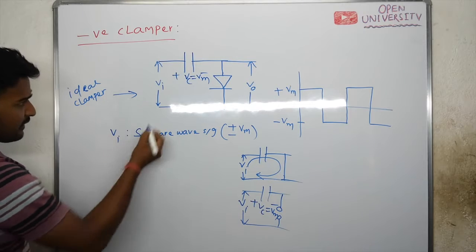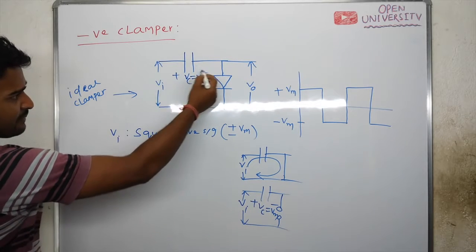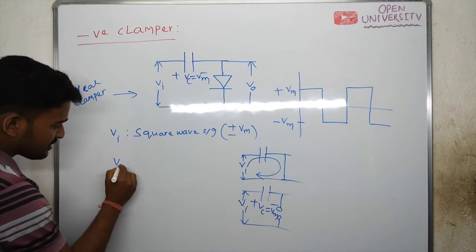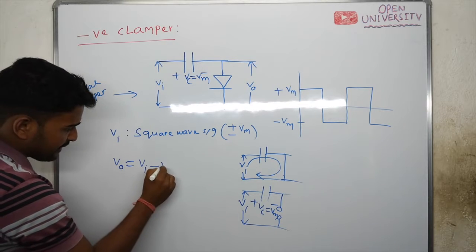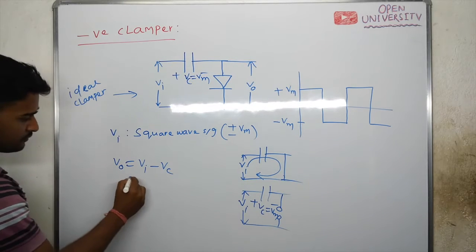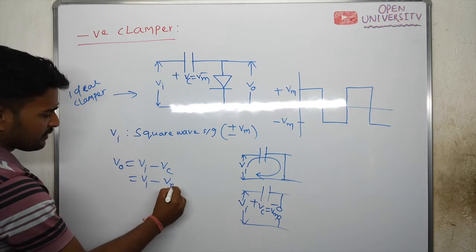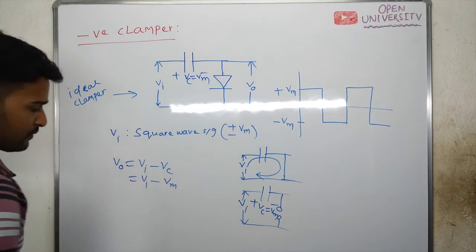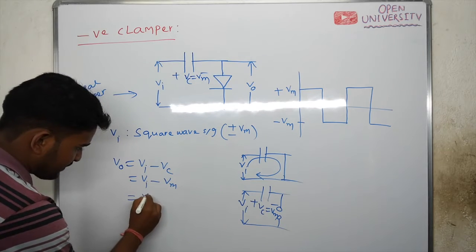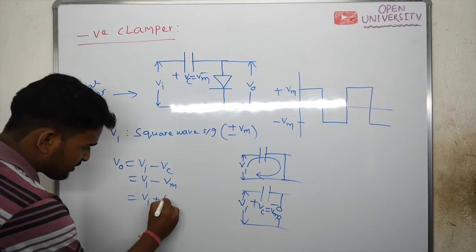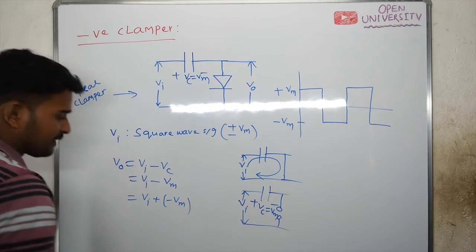So what is the output voltage? You can write the output voltage as V0 equal to Vi minus Vc. What is Vc? This is Vm. So you can write V0 equal to Vi minus Vm.